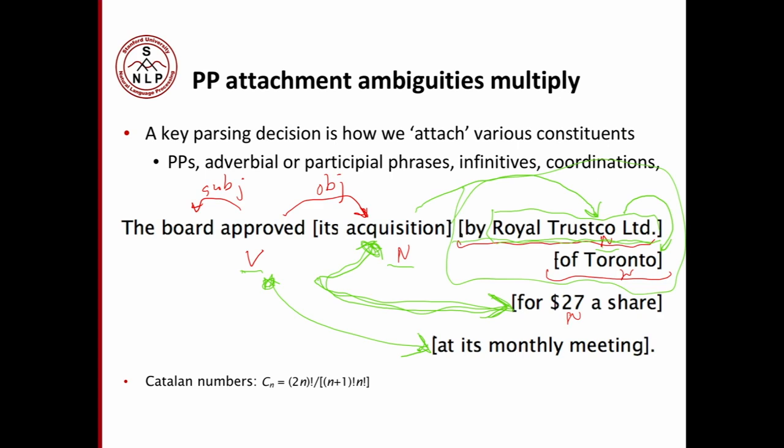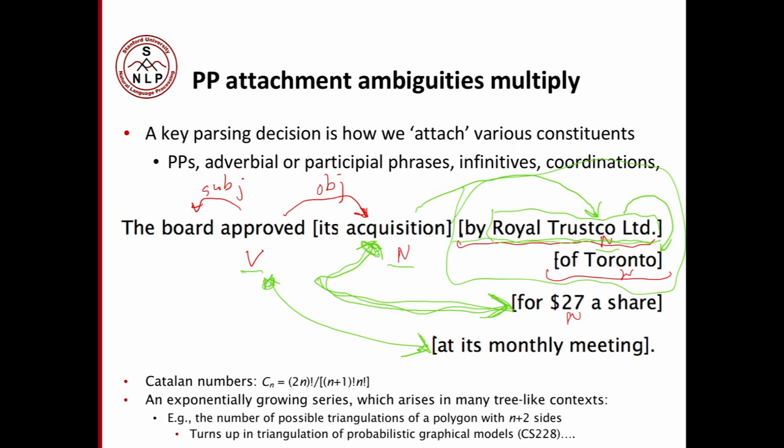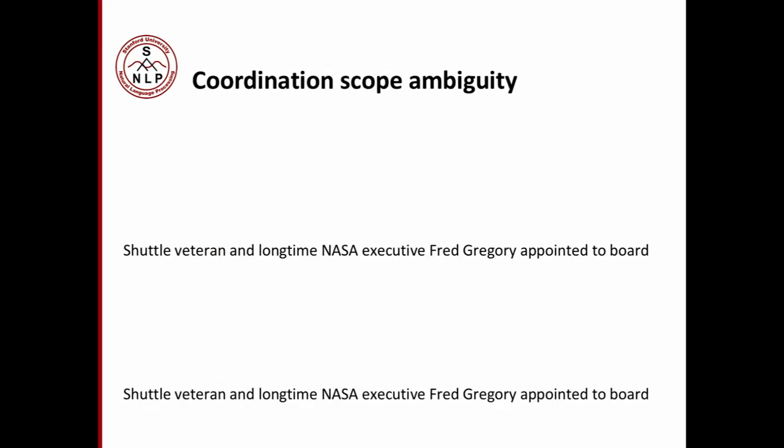But that's still an exponential series, and it's one that turns up in a lot of places when there are tree-like contexts. So if any of you are doing or have done CS224n, where you see triangulation of probabilistic graphical models, and you ask how many triangulations there are, that's like making a tree over your variables, and that again gives you the number of them as the Catalan series. Okay, but the point is we end up with a lot of ambiguities. So that's prepositional phrase attachments, a lot of those going on. They're far from the only kind of ambiguity, so I want to tell you about a few others.